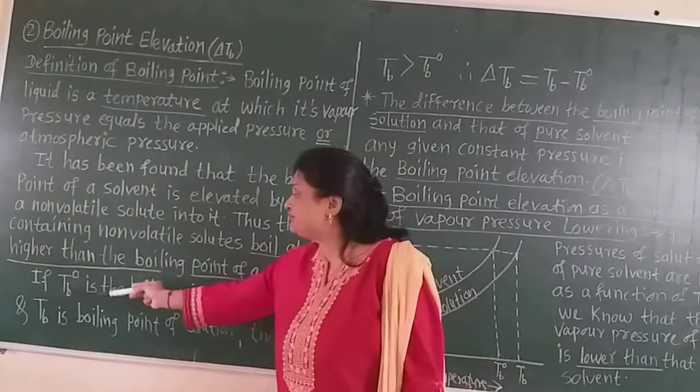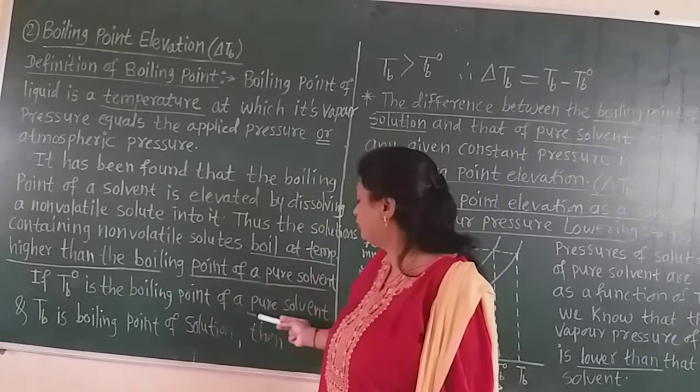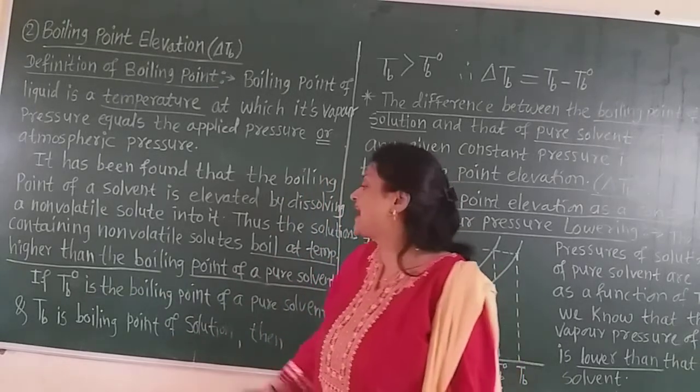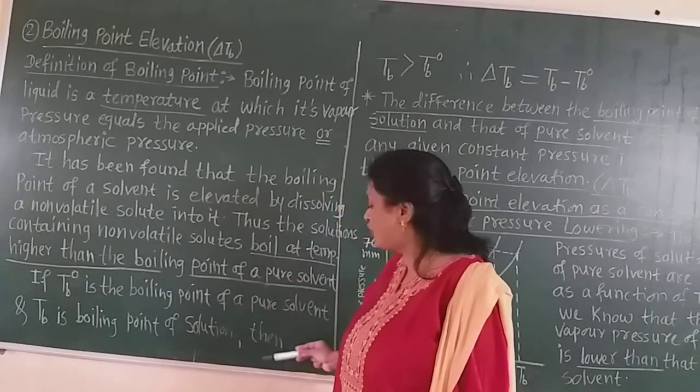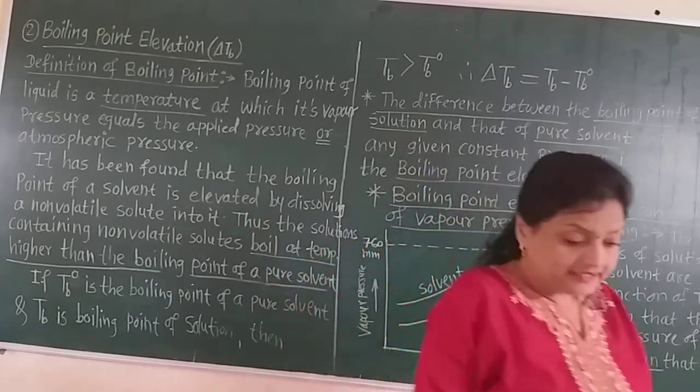Now, if T0B is the boiling point of the pure solvent and TB is the boiling point of the solution, then what is there?